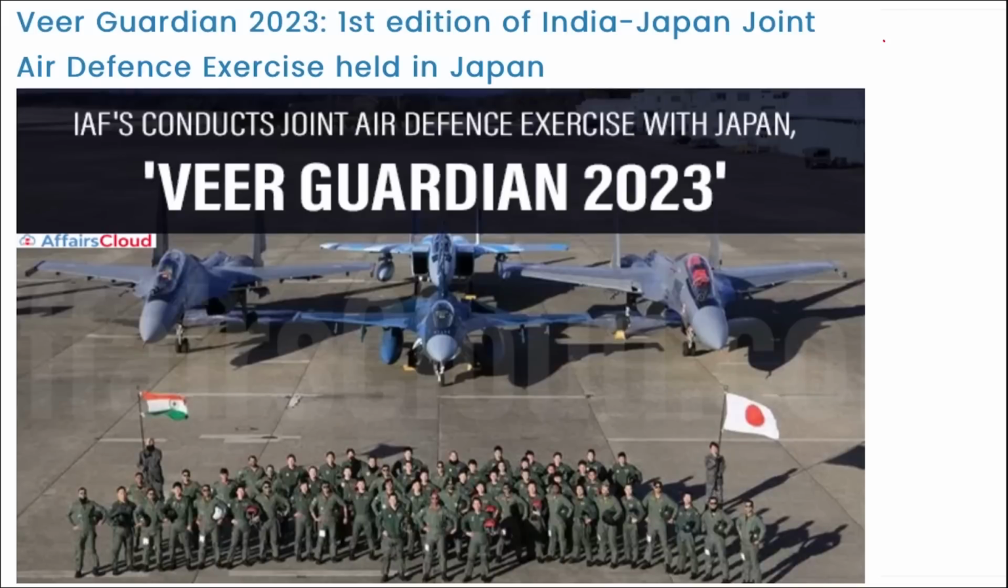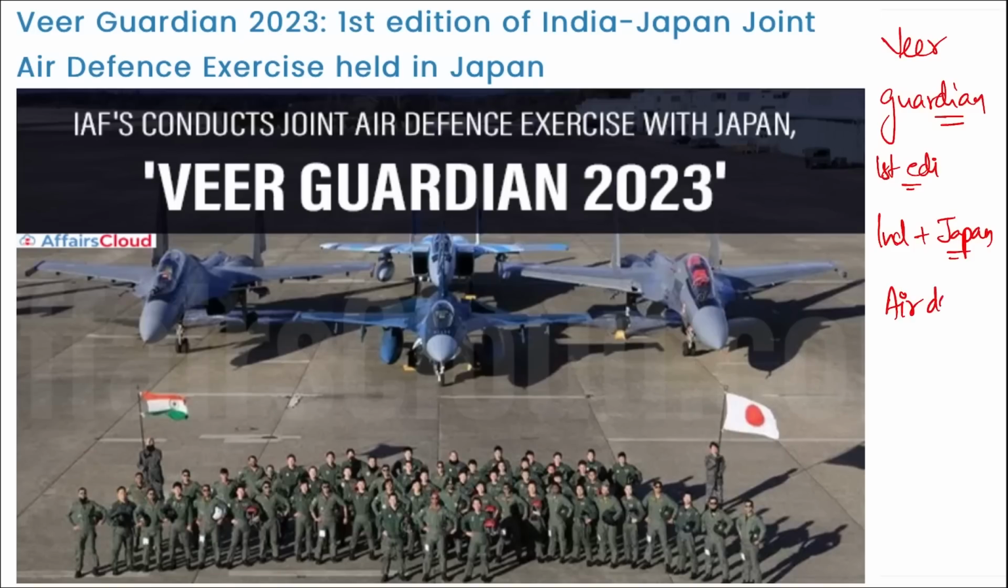Next we are talking about Veer Guardian. Veer Guardian is the name of the exercise. This is the first edition of this exercise that was held between India and Japan. Veer Guardian. This is an air defense exercise. Alright. This is an air defense exercise that was held between India and Japan, and the location that you need to remember where this exercise was held is Japan only.